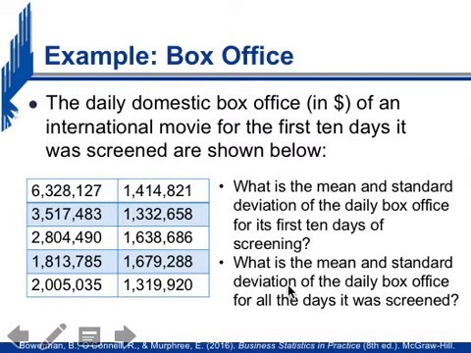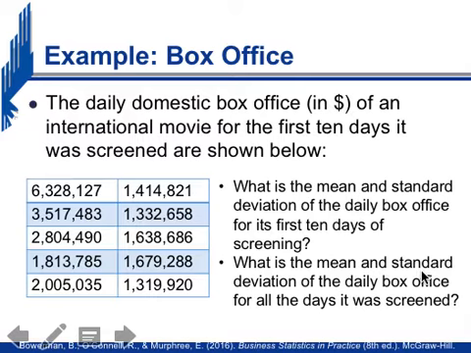But for the second question, it's asking for the mean and standard dev for all the days it was screened. Now, do we have data for all the days it was screened? No, we only have the first 10 days. So since the data is incomplete, since the data is only from a sample, then it's better for us to use sample statistic formulas. So compute only for the sample mean and the sample standard dev.